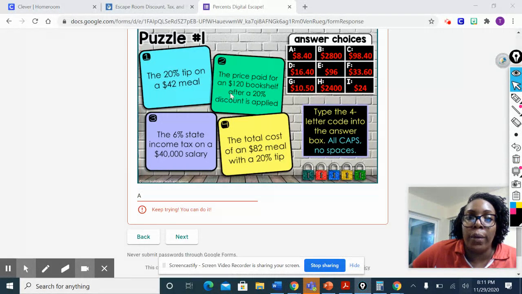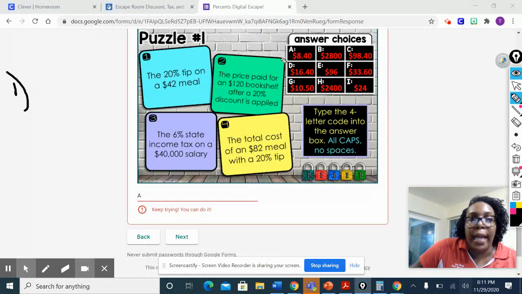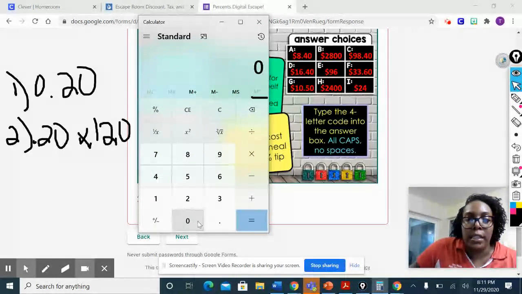The price paid for an $120 bookshelf after a 20% discount is applied. Okay, so we need to do all 3 steps because we need the price after the discount is applied. So step 1, we're going to change that percent to a decimal. So it's 0.20 or 0.2. Step 2, we're going to multiply 0.20 times the price of the bookshelf, which is $120. Let's get our calculator out, and we have 0.20 times 120. So it's $24.